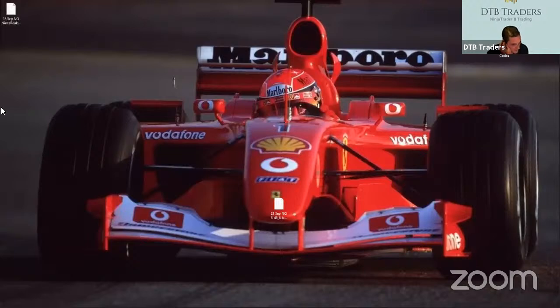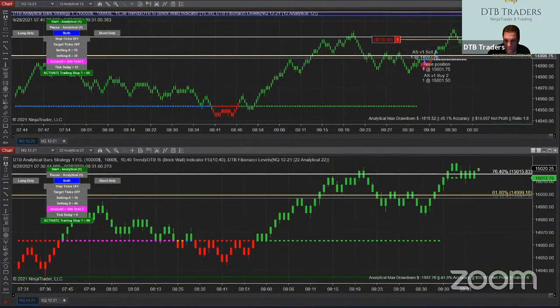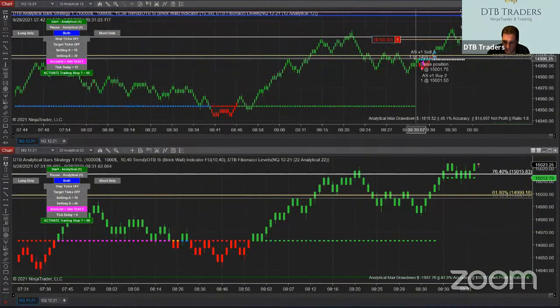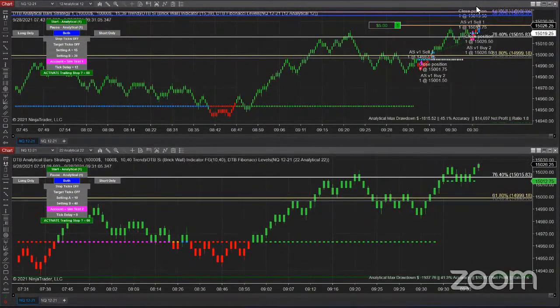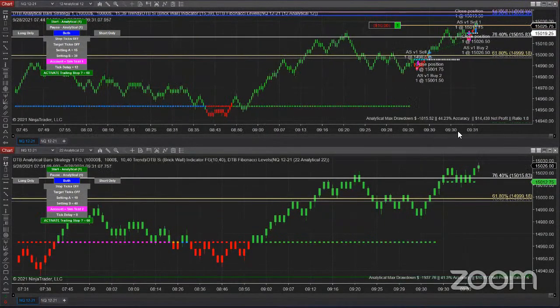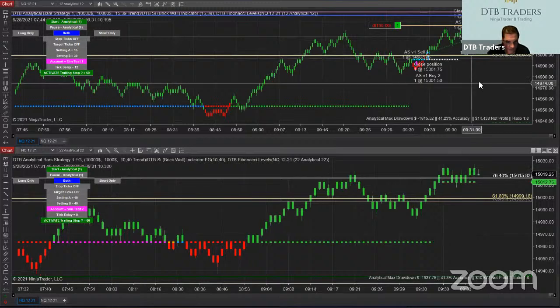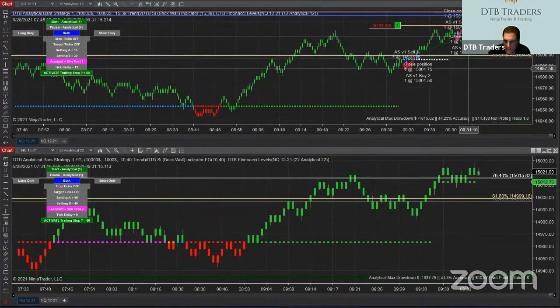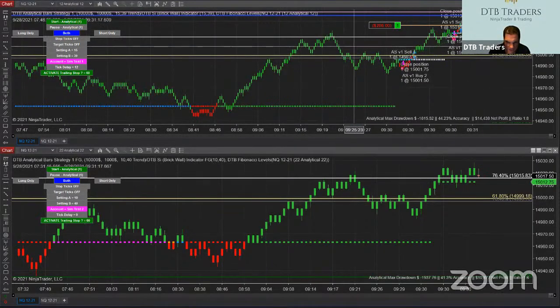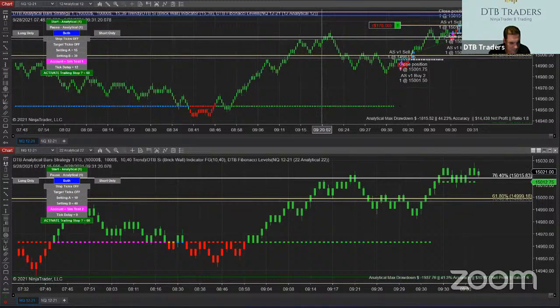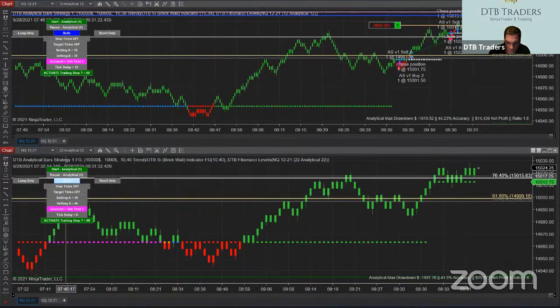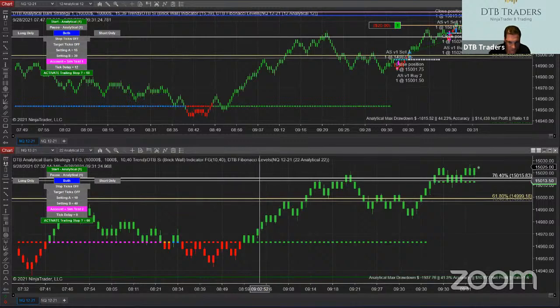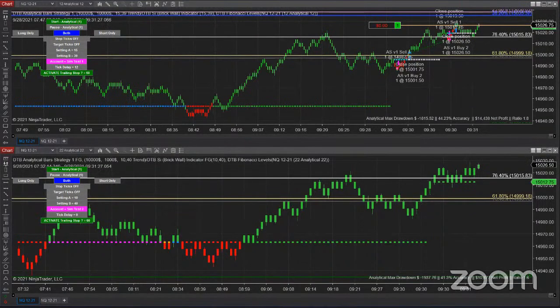Okay, so let me see what we have done. So this is a strategy. I did some optimizations earlier and I applied settings. Unfortunately, I didn't spend enough time really running through everything. So I've got a setting here, which is a 12-12 bar and a 22-22 bar. So I'll look at the optimizations in a sec. Just give me a moment.